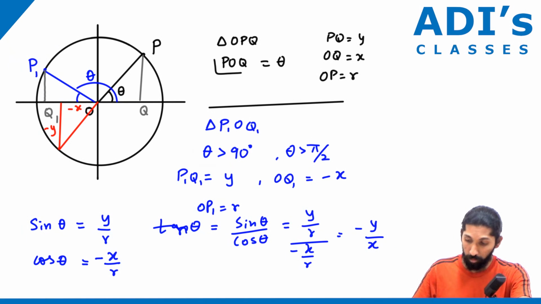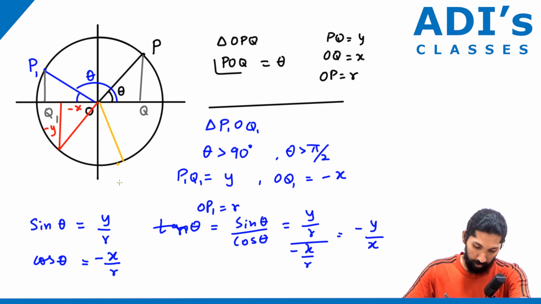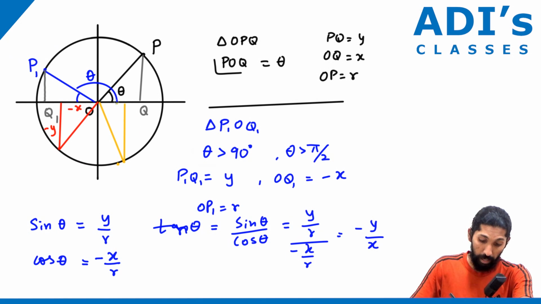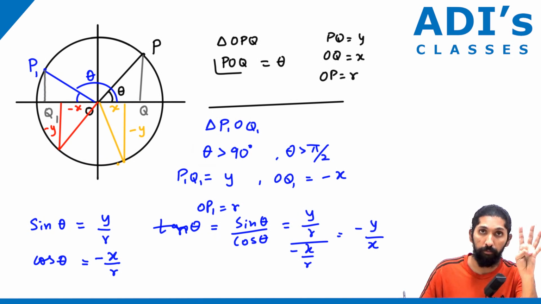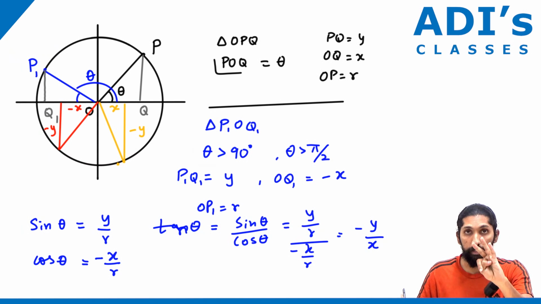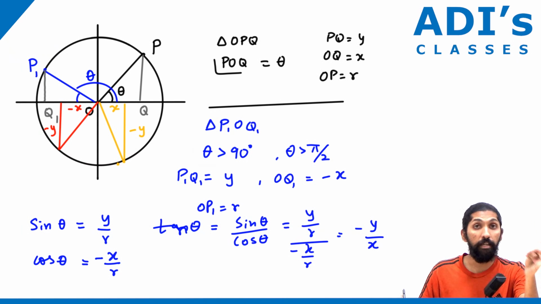Okay, for the fourth quadrant. So assume that we have a point somewhere over here. So now what we'll do, we'll take a line like this. Okay, so this is the point. Something like this. Here, x is positive, whereas y is negative. That means since y is negative, sine theta will be negative, cos theta will be positive, and tan theta will become negative.